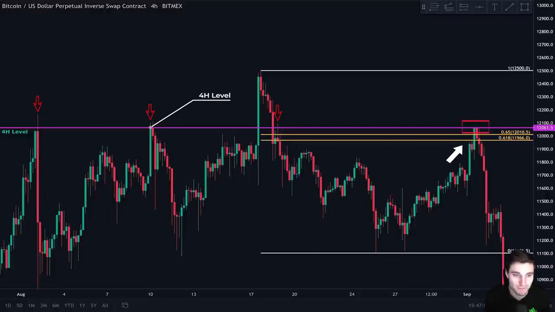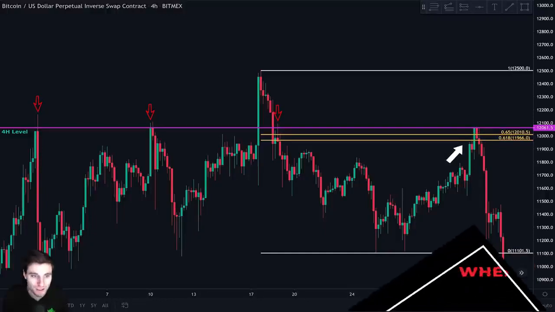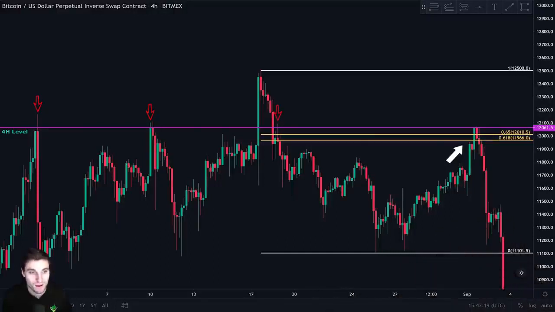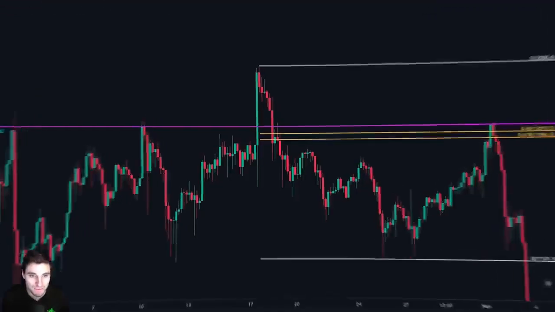on the lower timeframes. When we want to take a short, we always look for a shooting star or a bearish engulfing candle formation. That is our trigger to enter the short. If we do not see a shooting star or a bearish engulfing at this level, we simply do not enter the trade. So, let's go to the lower timeframes to see what happened.